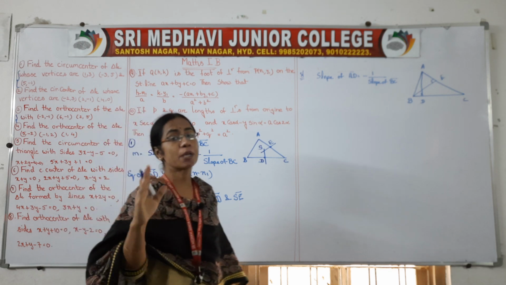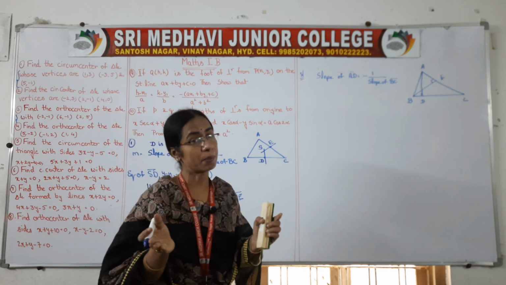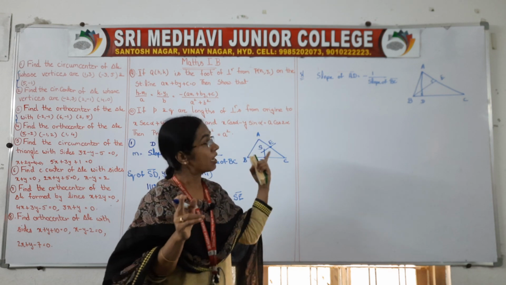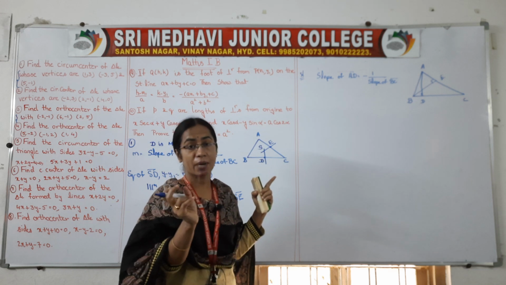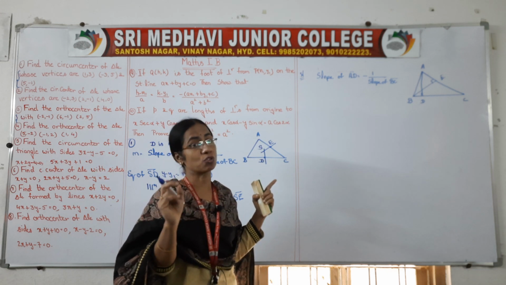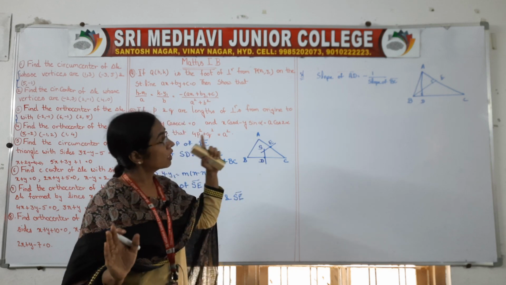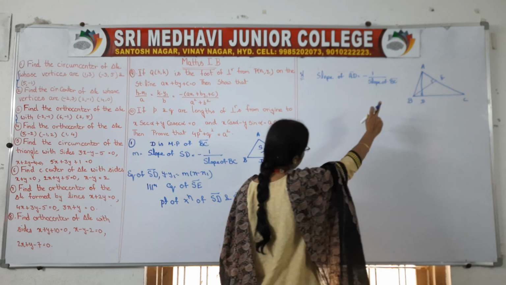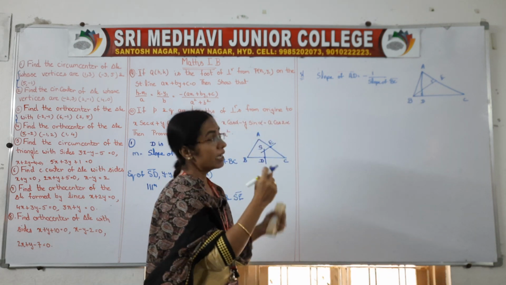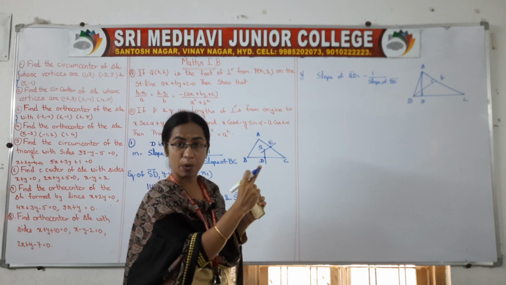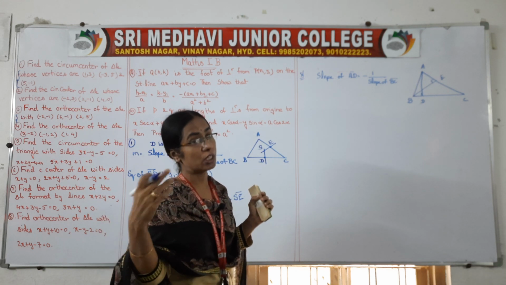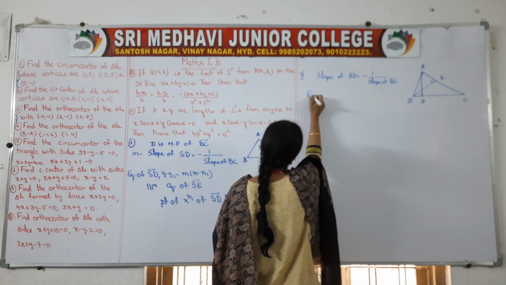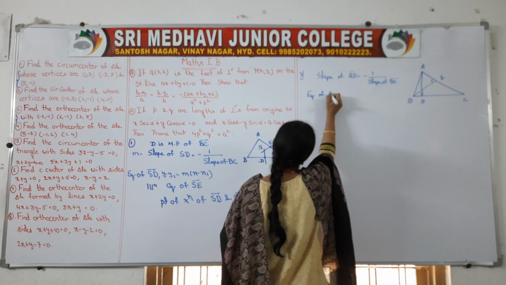Why? AD is perpendicular to BC. When two lines are perpendicular, the slope of one line is equal to minus 1 by the slope of the other line. How will you find the slope of BC? By applying the formula (y2 minus y1) by (x2 minus x1). Okay, so once you have the slope of AD and you know the point A, once we know the point and slope, we can write the equation of AD, the altitude, right?